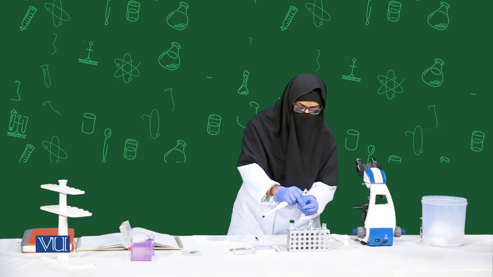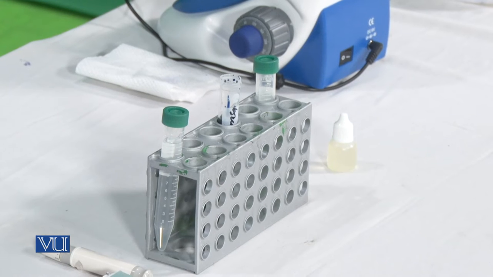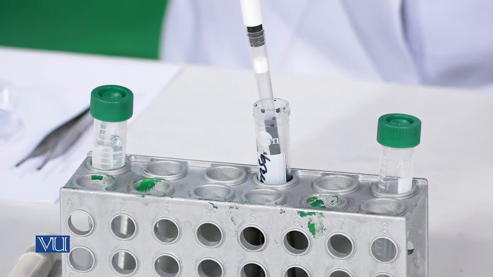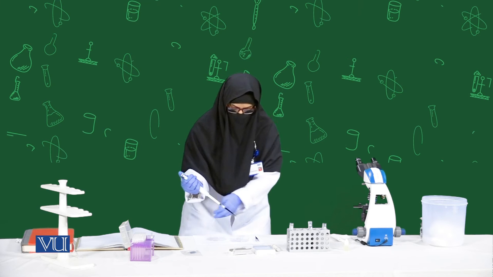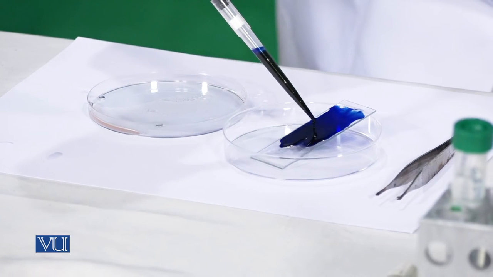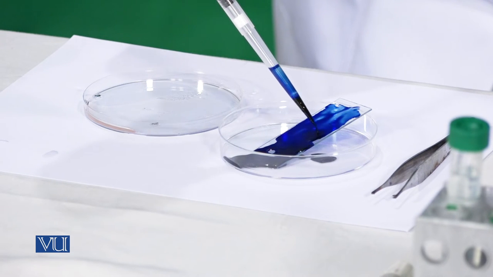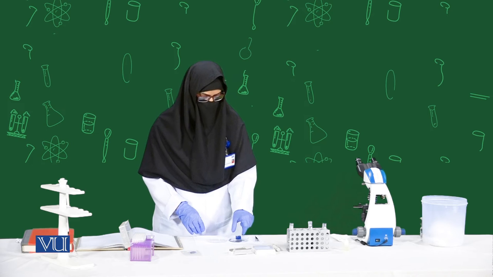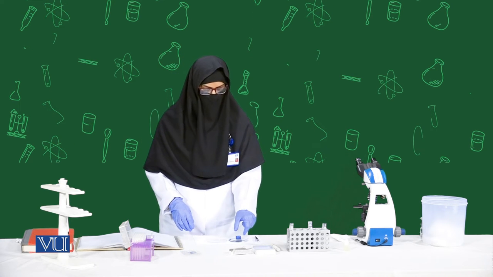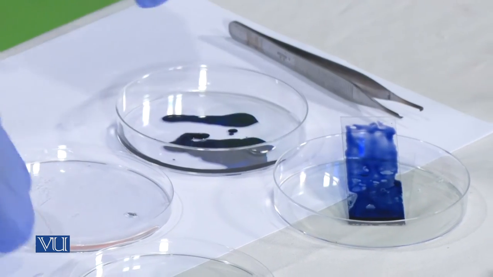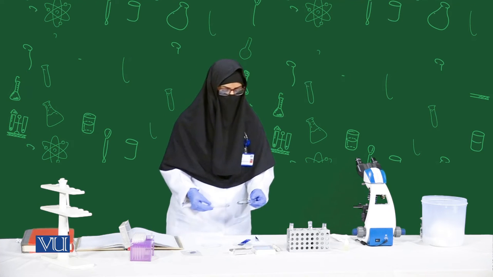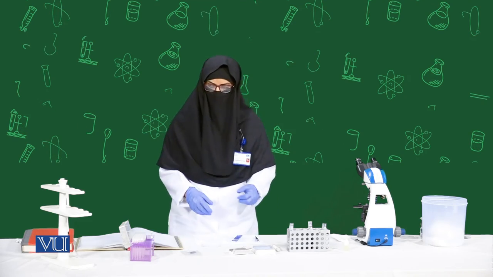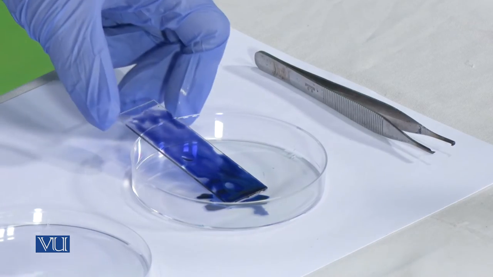We will give the washing of Giemsa stain. We will wait for about 5 minutes and transfer it to another clean petri dish. After 5 minutes, I will wash it with water.